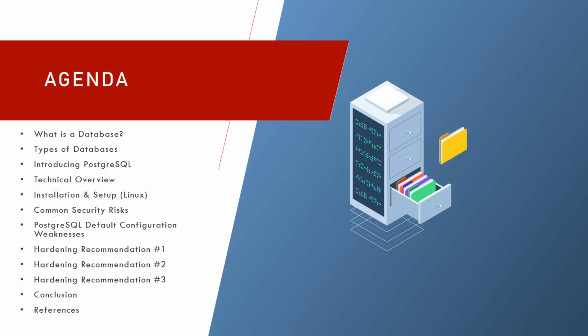So here's what I'll be going over today. First I'll explain what a database is and go over the main types. Then I'll introduce PostgreSQL and give a quick overview of how it's set up and configured. And then next I'll show how to install it on Linux, describe common security risks, and explain 3 basic hardening steps which make it much more secure. And then I'm going to wrap up with key takeaways and my references.